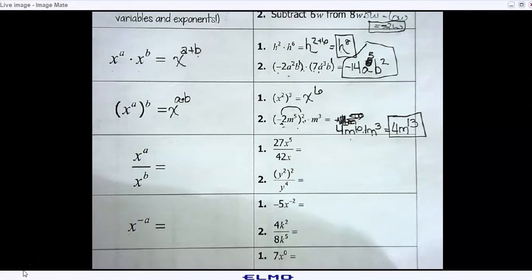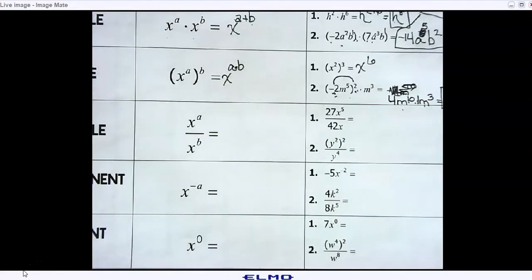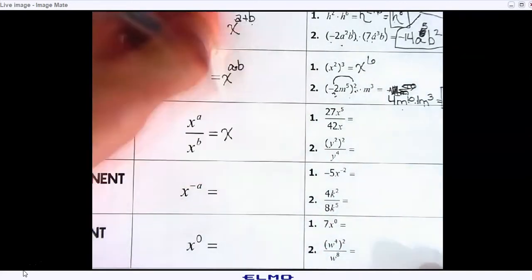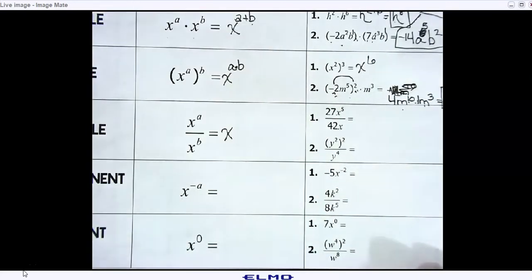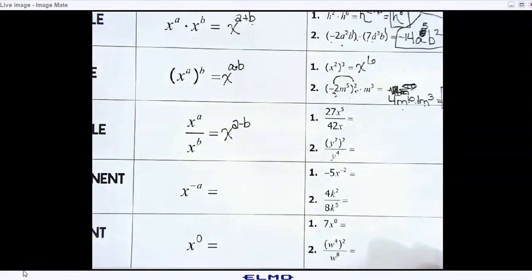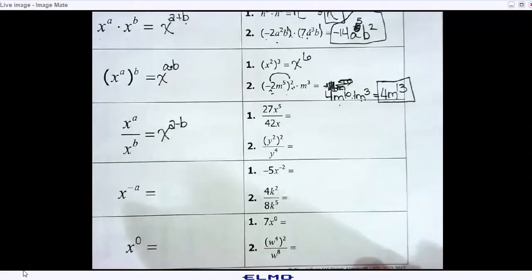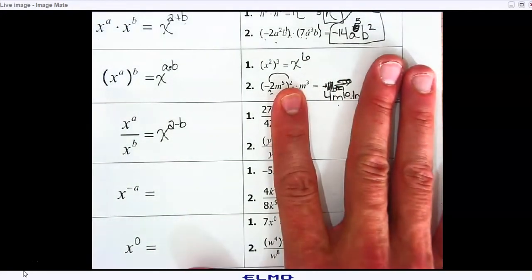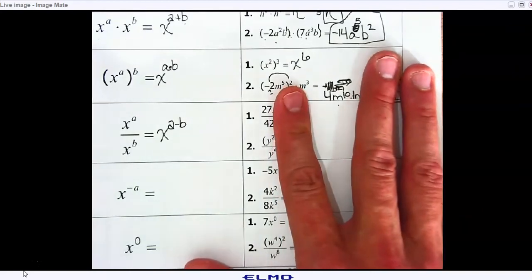All right, now quotient rule. When you have the fraction form of exponents with the same base, all you do is keep the same base, and you take whatever the top exponent is and subtract the bottom exponent. So let's go ahead and look at number 1. First of all, let's just deal with this math. Can we divide 27 by 42? Well, we can't necessarily cancel it out, but it can simplify.